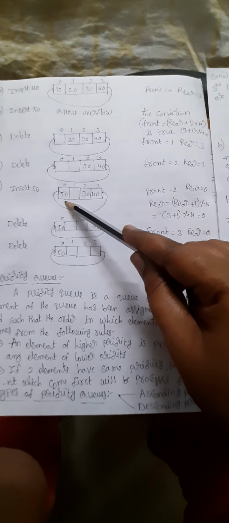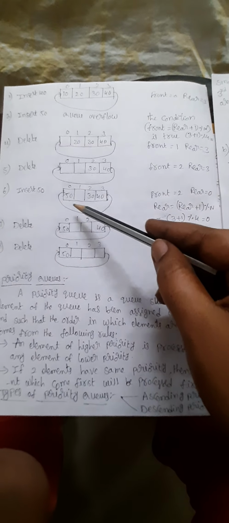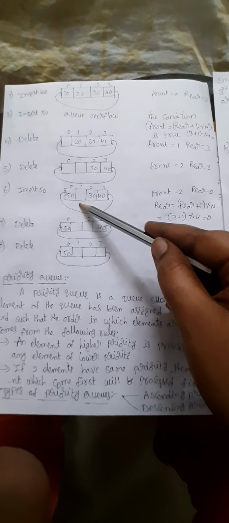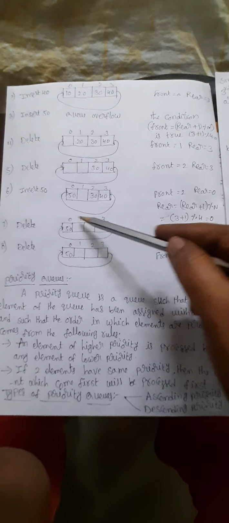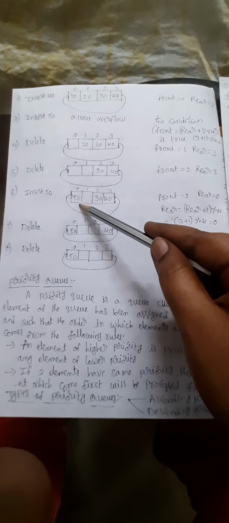What is the difference between the circular queue and the linear queue? In the circular queue, if we have deleted elements, there will be empty spaces. In those empty spaces, since the last position again points to the first position, we can insert the element from the front also.